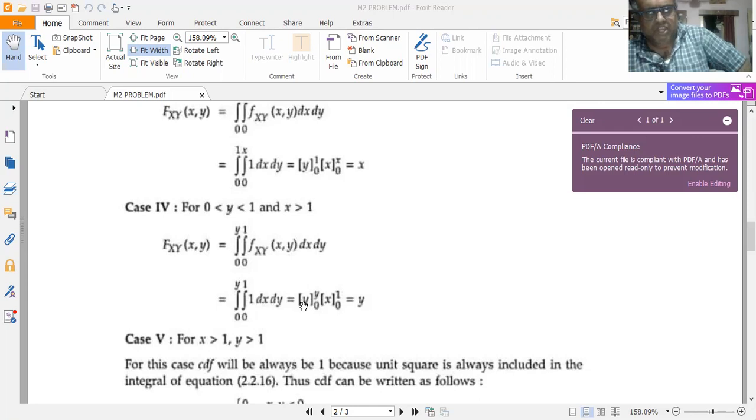This gives me y with limit 0 to 1 into x with limit 0 to 1, which is equal to y into 1, which is equal to y. y minus 0 is y, 1 minus 0 is 1. So y into 1 is y.